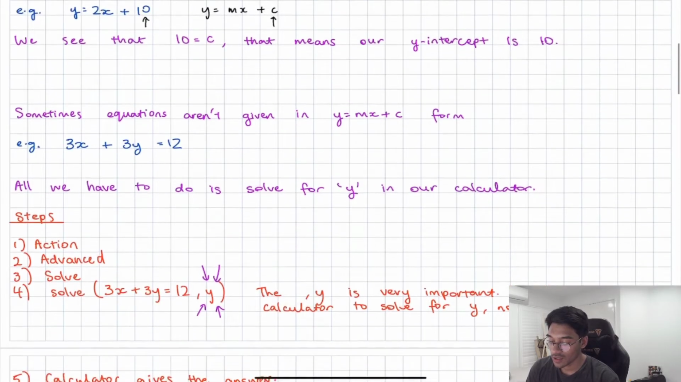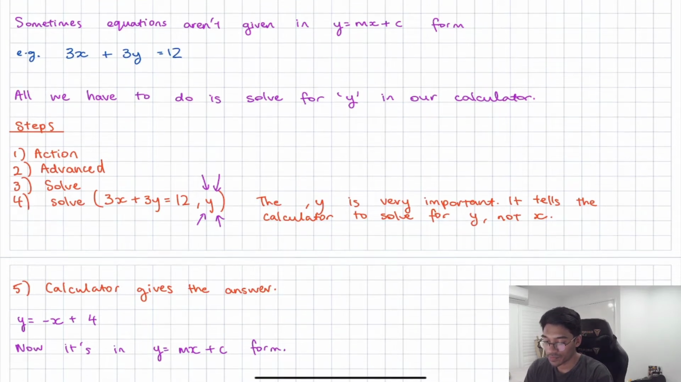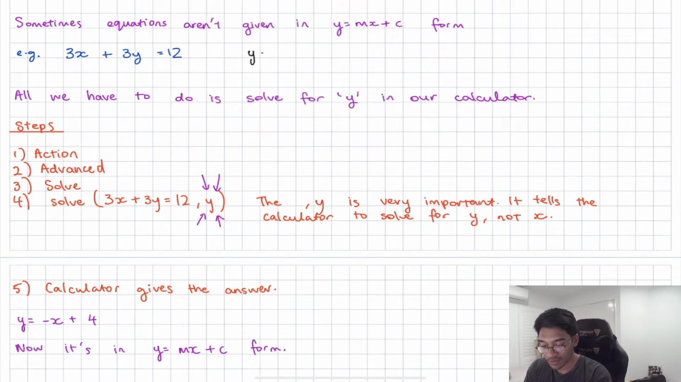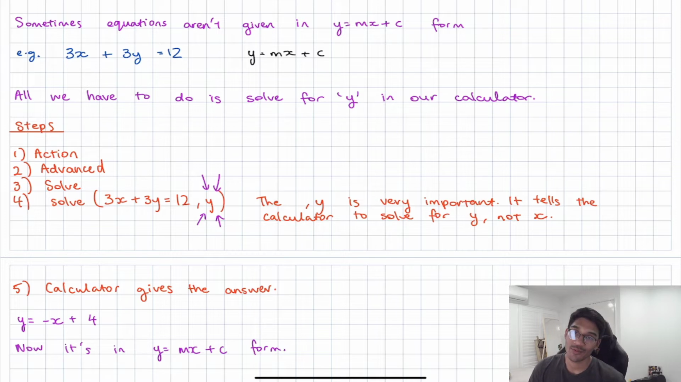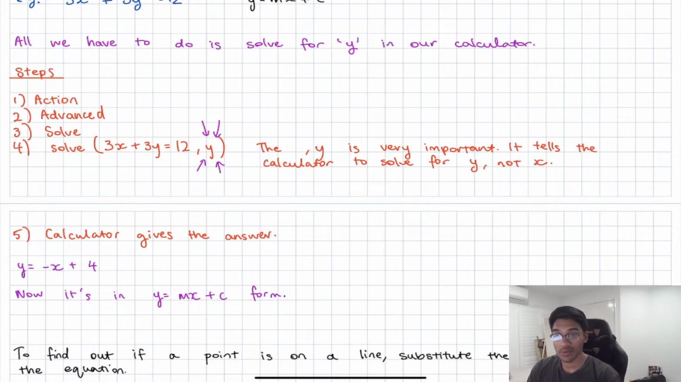Now, sometimes equations aren't given in the y equals mx plus c form. For example, we have this one here: 3x plus 3y is equal to 12. But remember, we want it in the form y is equal to mx plus c, and you can see here that it looks nothing alike. Previously, you would have to rearrange the equation, but now we have our calculators. So all we're going to do is solve for y in our calculator, and here I've written the steps. At the top of our screen, we want to click Advanced, then Action, then Advanced, and then Solve. Then we want to put in our equation.